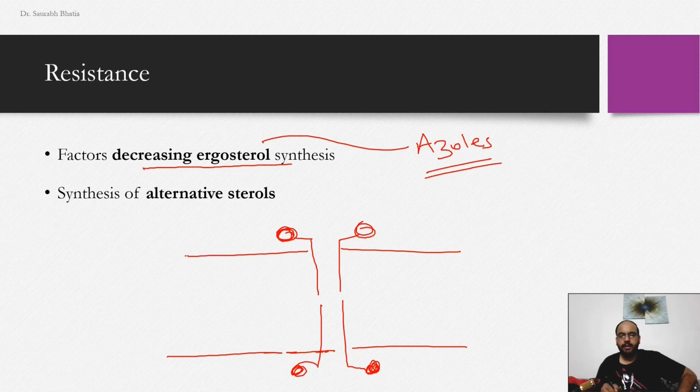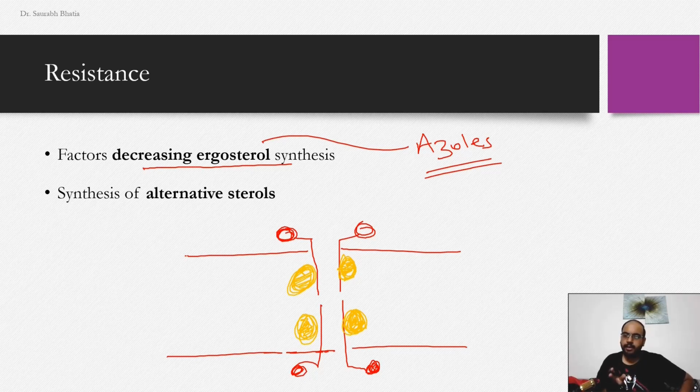And these are the ergosterol molecules, and it is stabilizing the amphotericin B molecules. So what happens if you give amphotericin B with an azole? The azole will not allow the ergosterol to form, and there will be nothing to stabilize the amphotericin B. And amphotericin B will not be able to make proper micropores, leading to resistances.